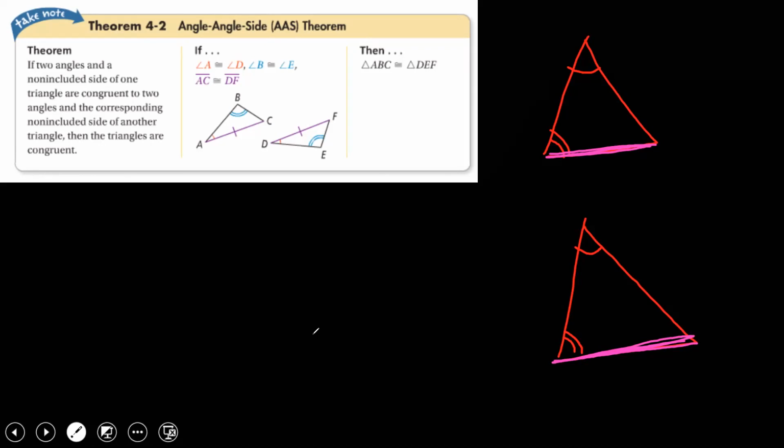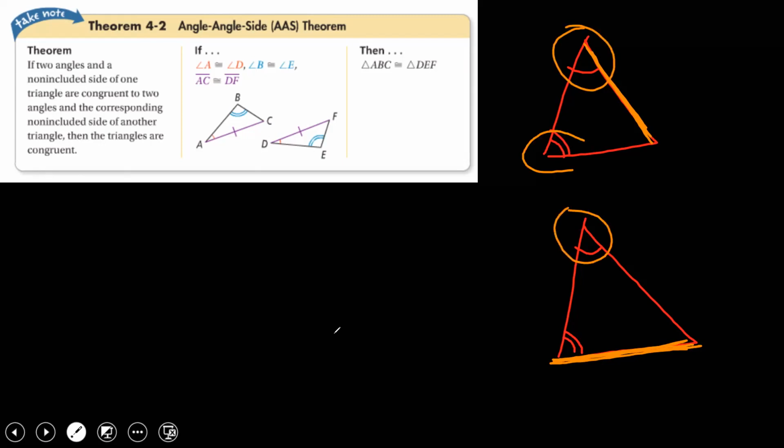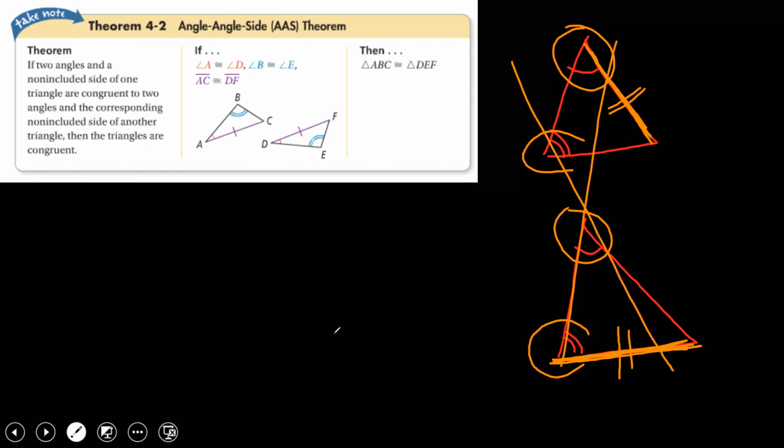But if I told you now that this side is congruent to this side, my theorem will not work. It must be corresponding. Why? Because I have to check only the two angles and only the side that is corresponding. This angle is corresponding with this angle, and the second angle is corresponding with the second angle. But the side, no, because this side is not corresponding with this side. So I will not say that these two triangles are congruent.